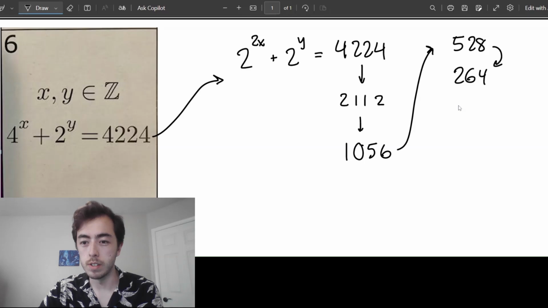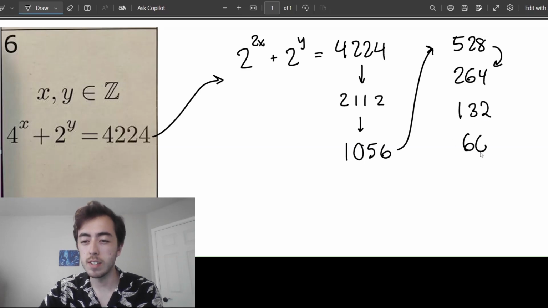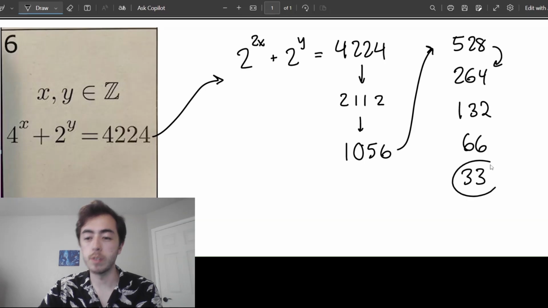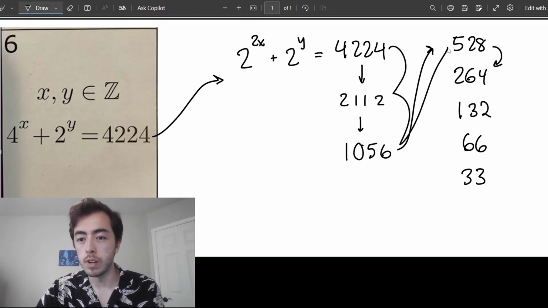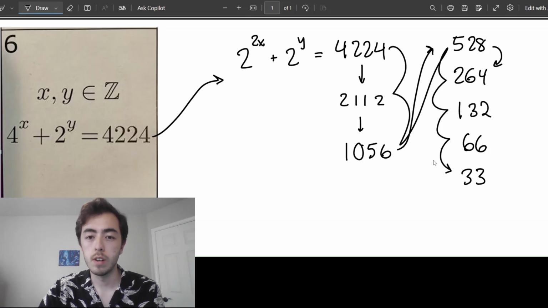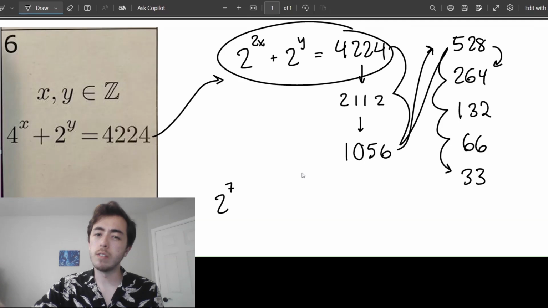This one turns into 132. This will be 66, 33. There we go. So this is the first number that I can't divide by 2 because it's odd. And basically I did 1, 2, 3, 4, 5, 6, 7 twos. So let's bring it back to this original equation. Basically, I just did 2 to the power of 7, or 7 divisions of 2.